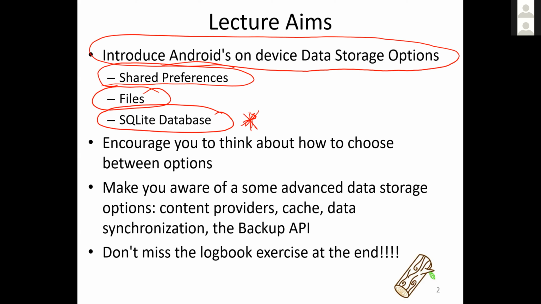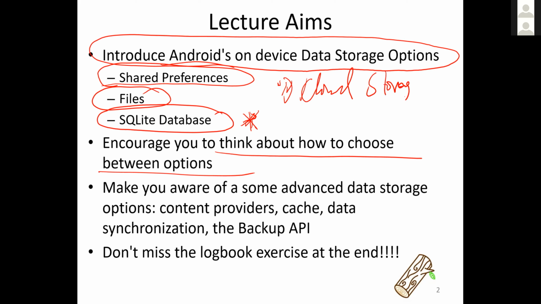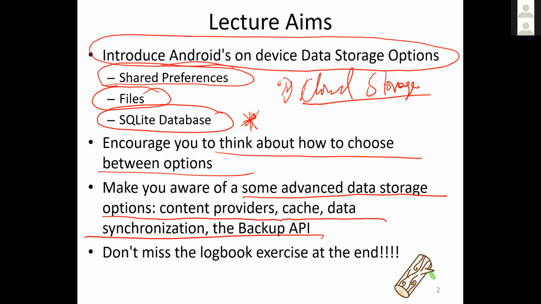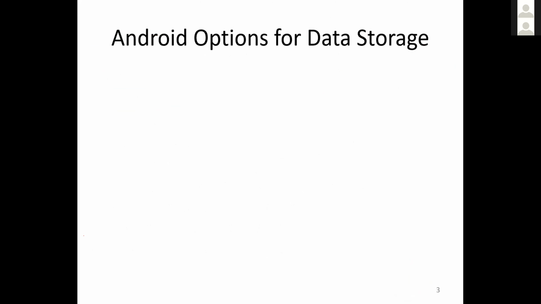Now, there is an issue about how you choose between any of them. Also, there is another storage that is not included here, I would say number 4, which is related to cloud storage. So that is something that is not part of what I've included. We'll make you aware of some advanced data storage options: content providers, cache, data synchronization, and backup API. That is so important for us to understand.